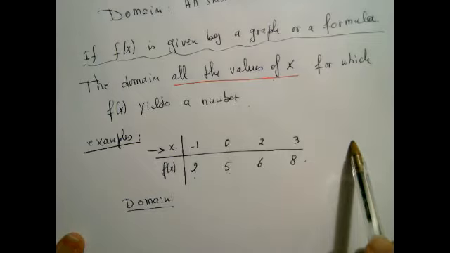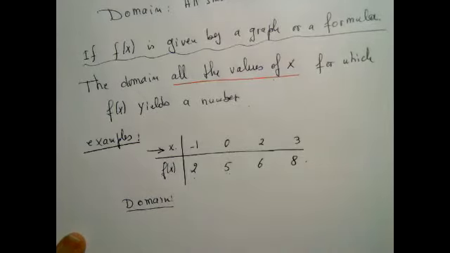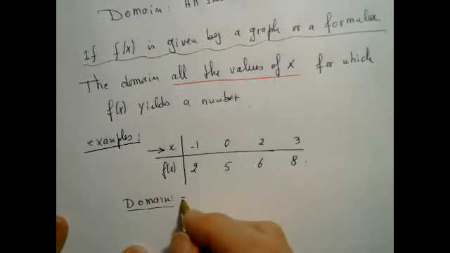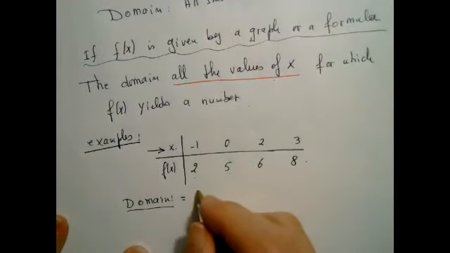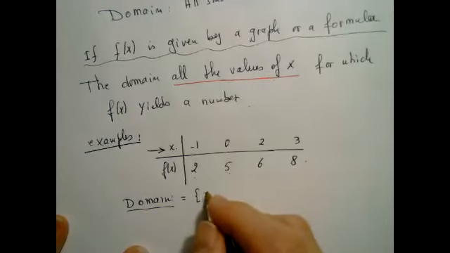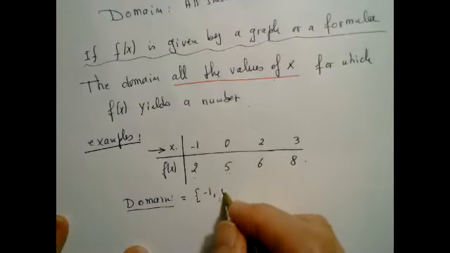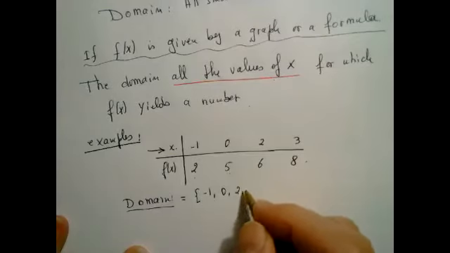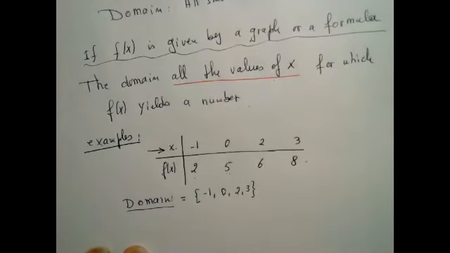Is 4 in the domain? No, because I don't have an output associated to it. So in this particular scenario, we're going to write the domain like this. We can open bracket if you want, -1. So there are just those numbers, very, very specific numbers. There are only those numbers in the domain.